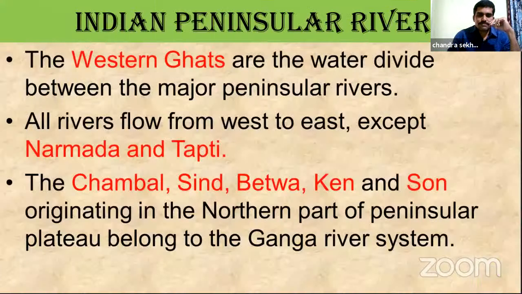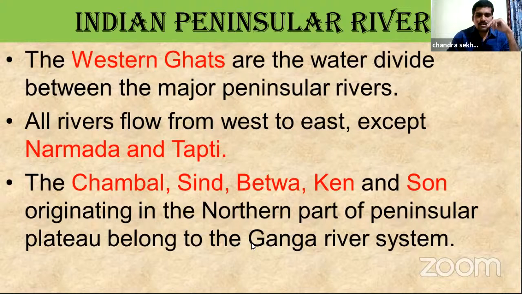Okay, children. The Chambal, Sindh, Betwa, Ken, and Son. Earlier we have discussed these are the tributaries of the Ganga which have their origin in the peninsular plateau. So these are the tributaries of the Ganga river. These are originating in the northern part of the peninsular plateau and belong to the Ganga river system. So this is about the main points of peninsular rivers.